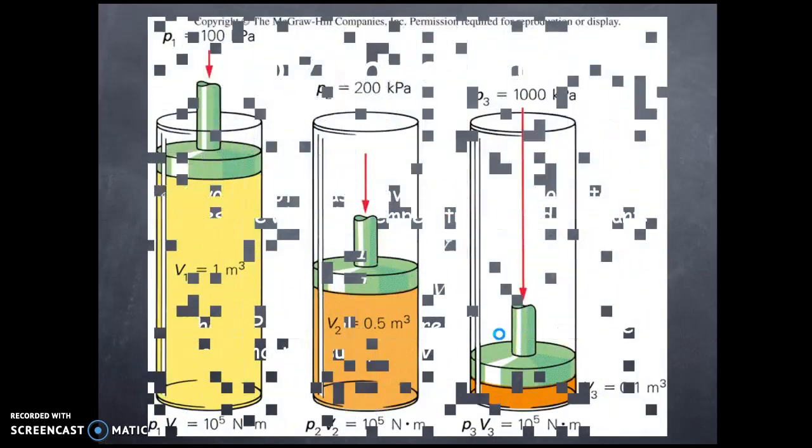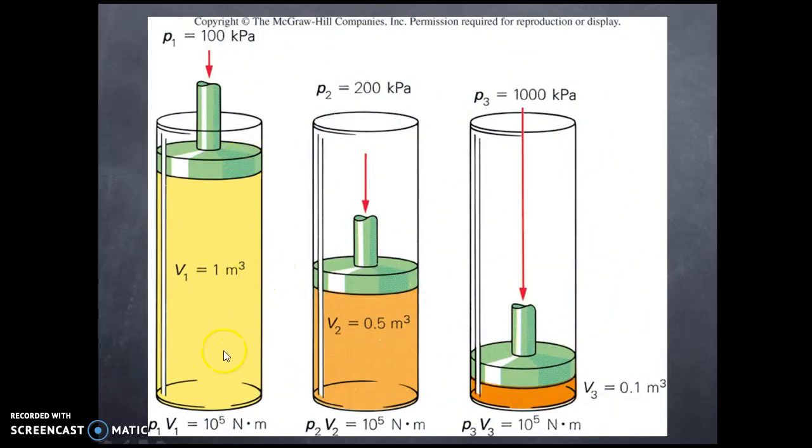volumes. So when you look at this picture right here, you have a pressure of 100 kPa used on this piston, and at this time the volume is 1. According to Boyle's law, the product P1 V1 should be the same as long as you have the same gas filled in this container. So let's see what P1 times V1 is. The product of P1 and V1 is 10 to the power of 5.